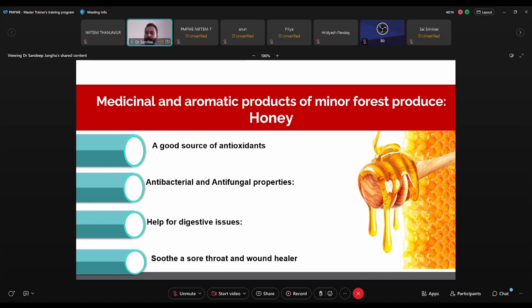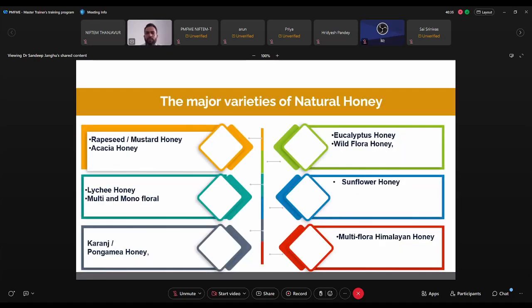It has antibacterial and antifungal properties because of its low moisture content. Bacteria or microorganisms won't get a sufficient amount of moisture to grow, and it is also used to improve the digestive system. It acts as a prebiotic for your gut flora, and it has multiple uses.